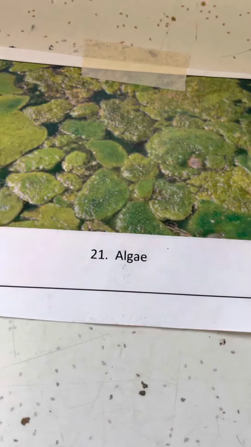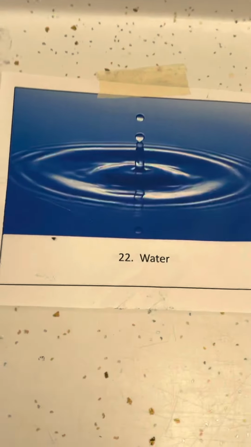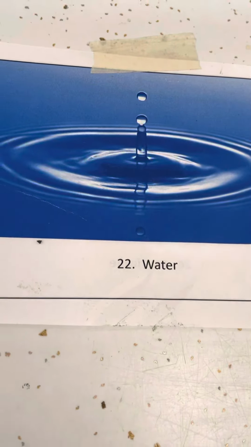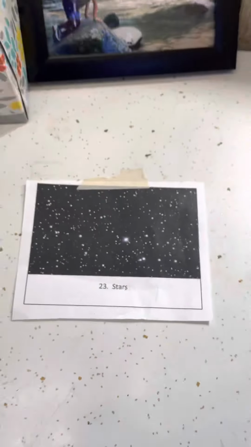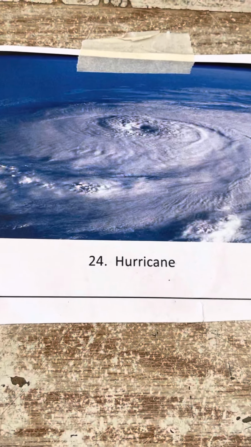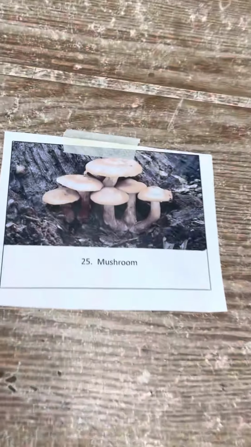Algae? Living. Water? Non-living. Make sure you have two reasons why you say living or non-living. Stars? They reproduce, don't they? They make new stars. They can die. Well, stars are non-living, guys. And then hurricanes. Living or non-living? Non-living. And mushrooms, number 25.